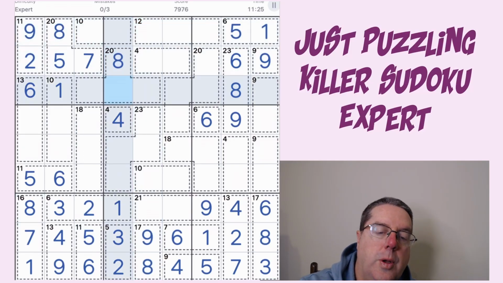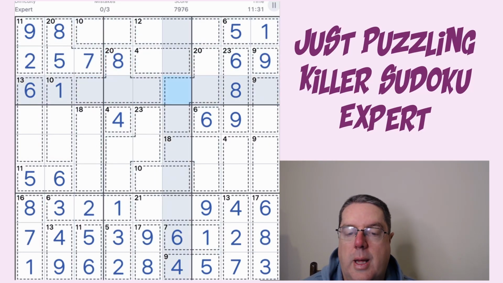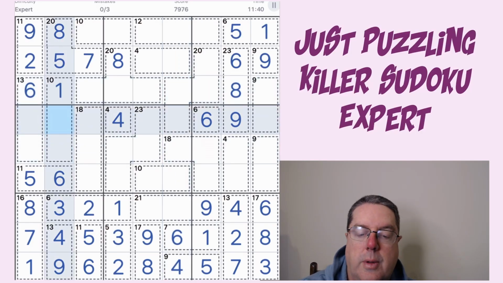So this is 30 minus 7 is 27. No, got too many cells there. 8 and 1, 6 and 3, so 2 and 7, 4 and 5. This is 2 and 7. So 3 can be there or there.